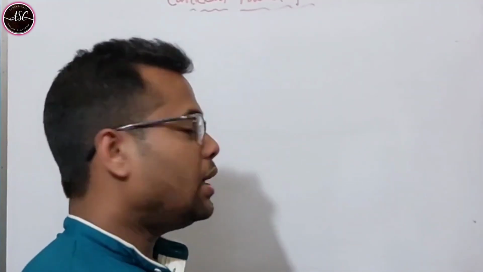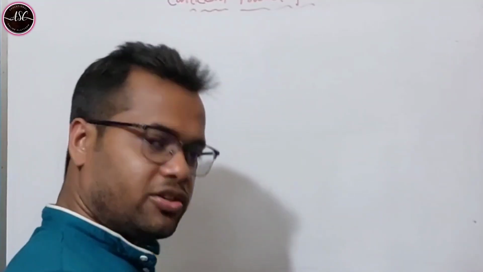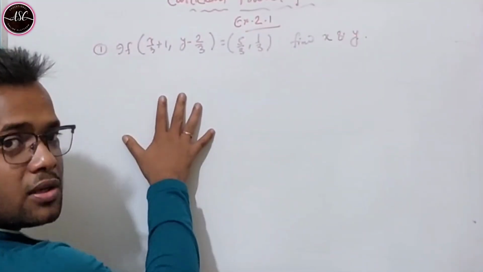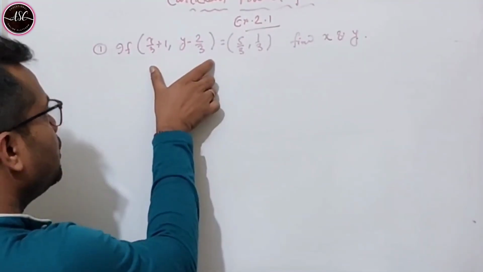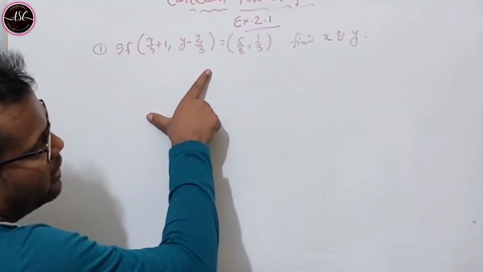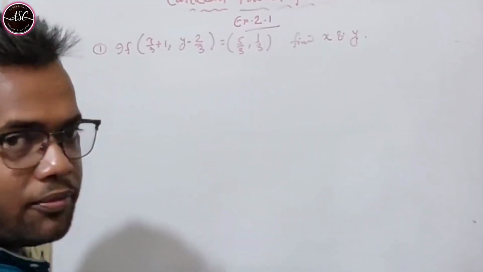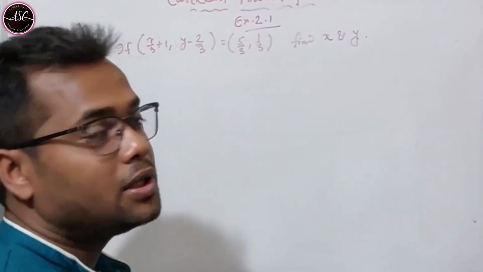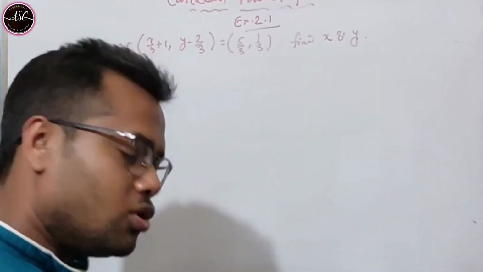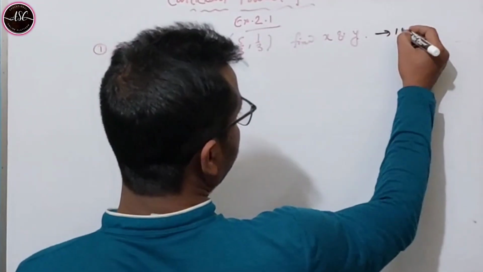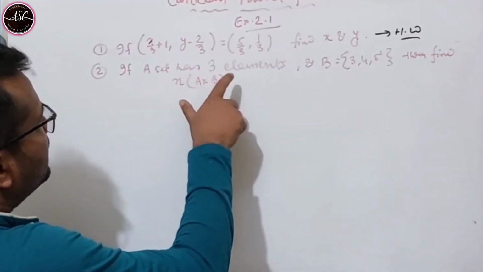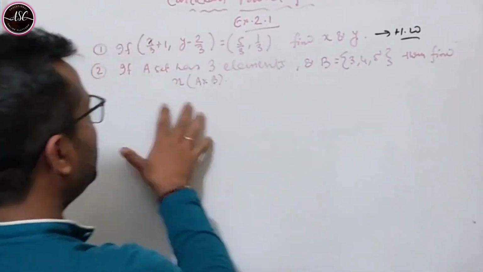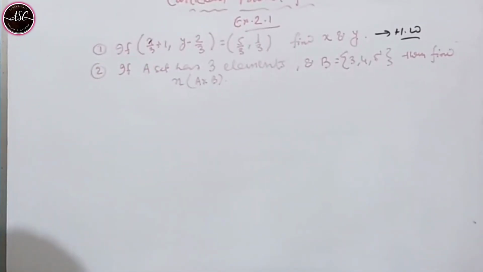Now we will do Exercise 2.1 from your NCERT textbook. Now look at this first question: (x/3 + 1, y − 2/3) = (5/3, 1/3). We have seen this type of question previously, so this is your homework. Question number 2: if set A has 3 elements and B also has 3 elements, then find the number of elements of the Cartesian product of A and B.